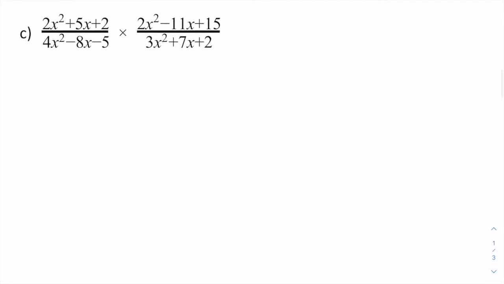So the first thing I do is I see if I can find any restrictions from the get-go, and I can't. So I'm going to begin factoring. Now the factoring here, there's a lot of it. So I'm going to go through it nice and slow if you need some reminders for factoring.